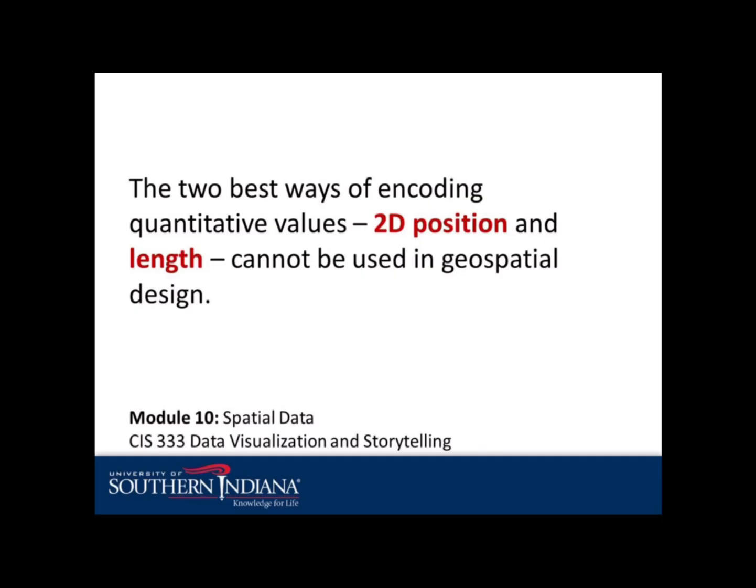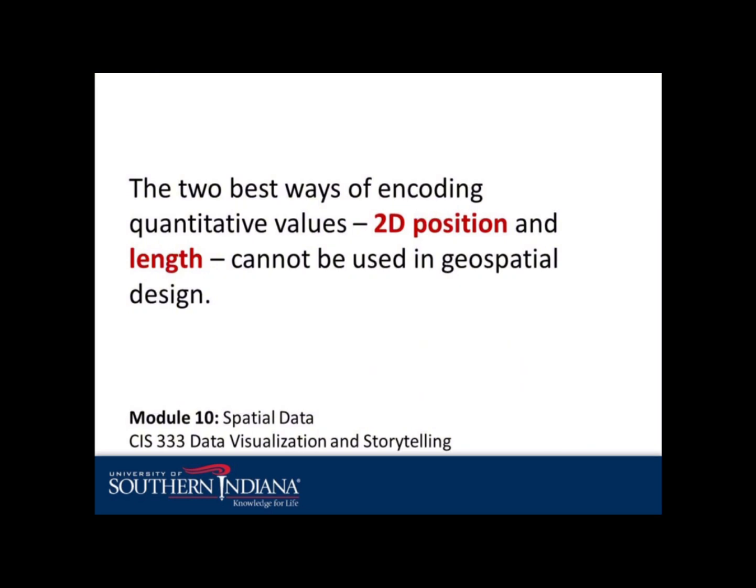So let's review a little bit. If you remember back when we first started talking about the pre-attentive attributes, the most frequently used and the best of the pre-attentive attributes are 2D position and length. Unfortunately, in geospatial design, you can't use them. 2D position is already being used in a map to represent geographic location, and length can't be used because there's no standardized baseline in order to use length.